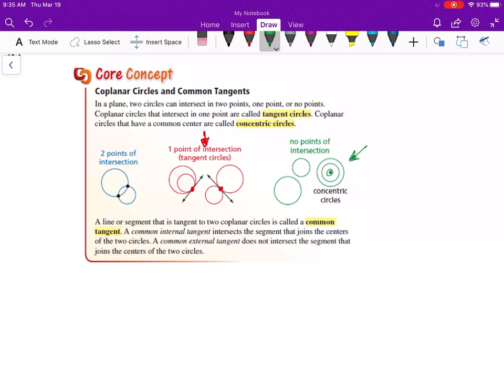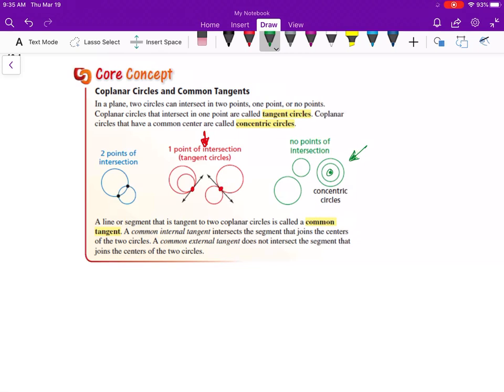A line or segment that is tangent to two coplanar circles is called a common tangent. Notice in the red you have two different common tangents. A common internal tangent intersects the segment that joins the centers of the two circles. A common external tangent does not intersect the segment that joins the centers of the two circles.